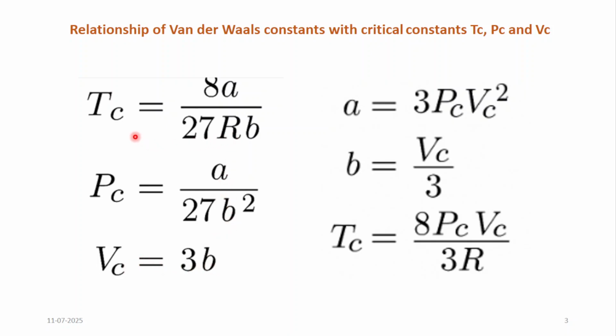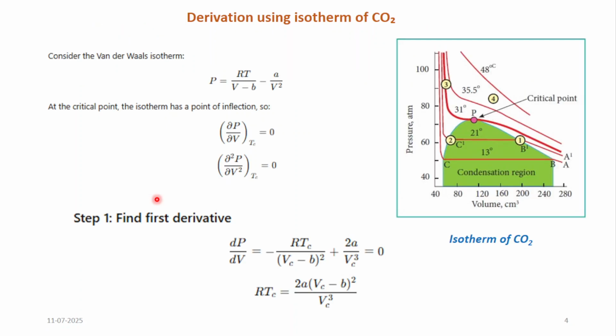That is the relationship between the van der Waals constants and the critical constants. We'll see how to derive this using the isotherm of carbon dioxide. It is mentioned isotherm of carbon dioxide, but it can be applicable for any gas. We will consider only the isotherm of carbon dioxide. Isotherm means the temperature is constant. You have to plot pressure versus volume at various constant temperatures.